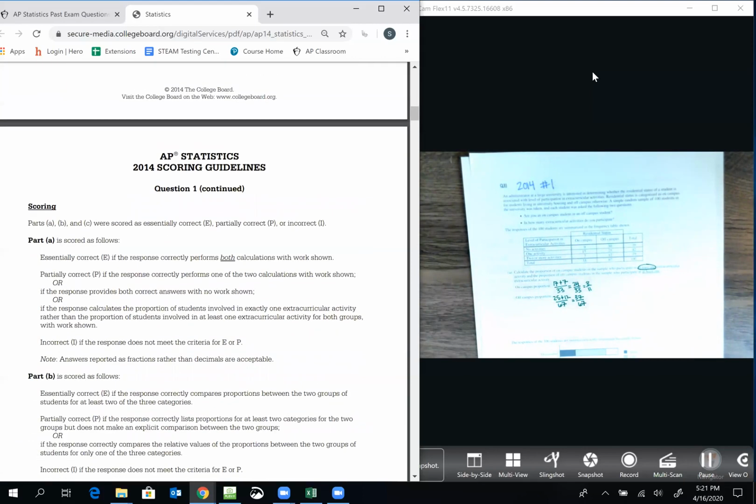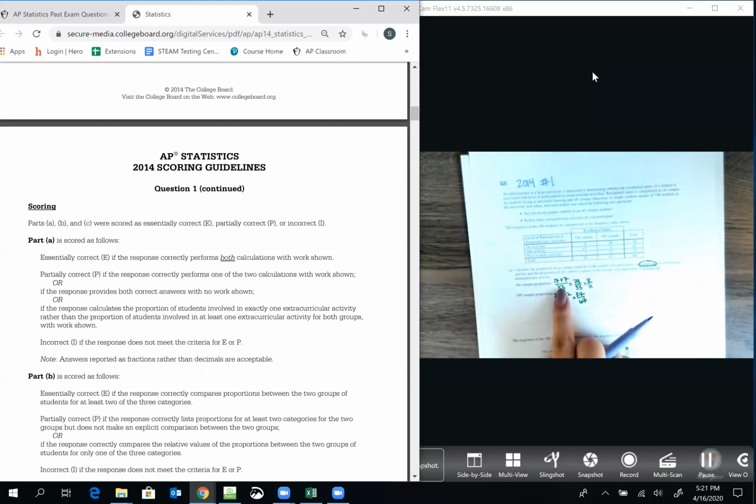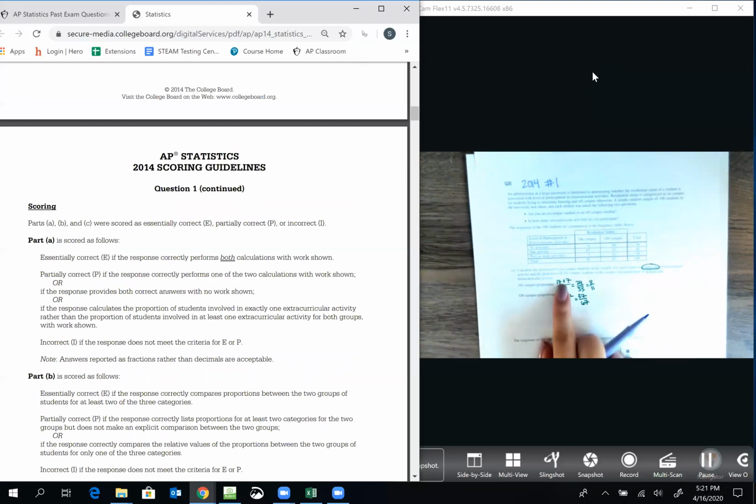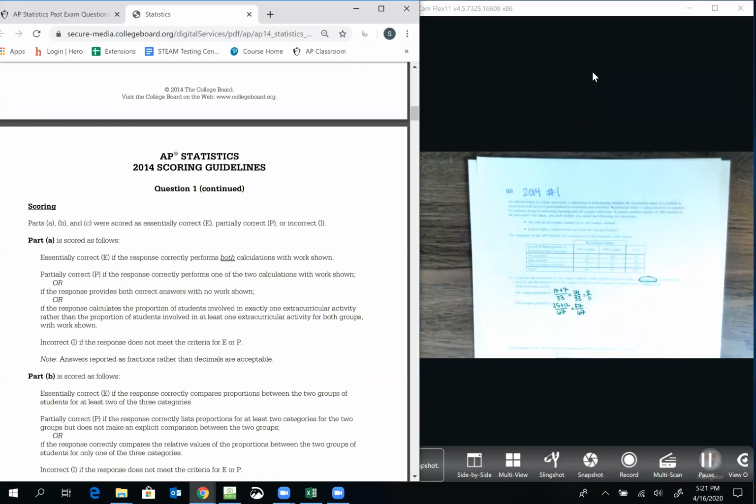Let's check to see what you needed for part A. Essentially correct if the response correctly performs both calculations with work shown. So this would be considered work shown, and the fraction or the decimal answer should be fine.